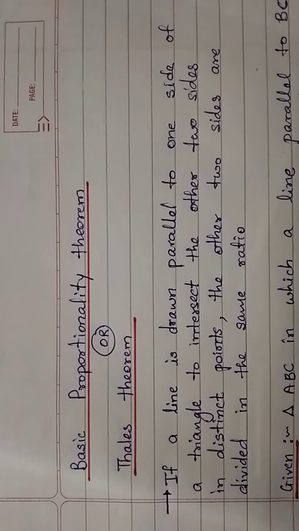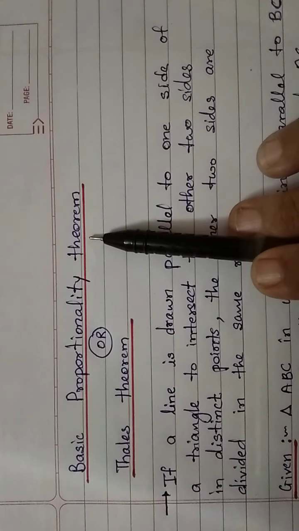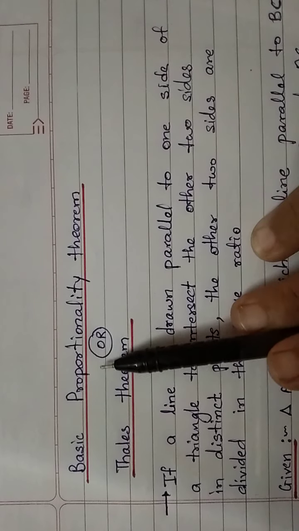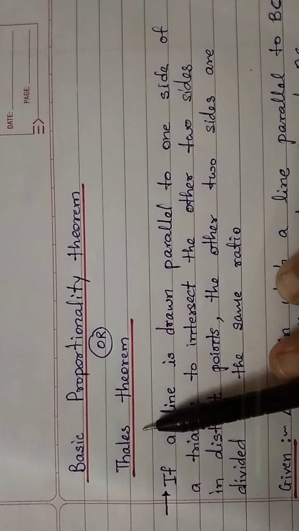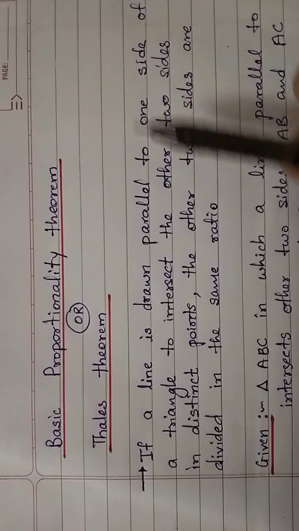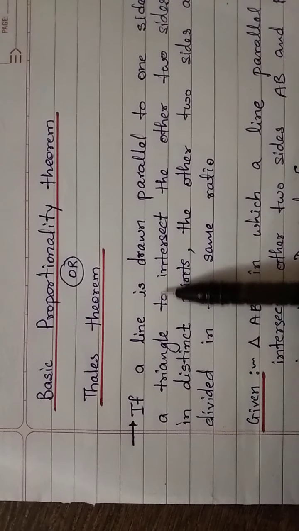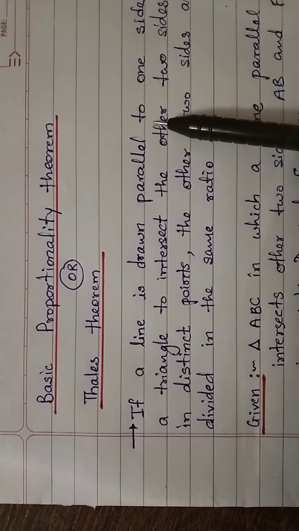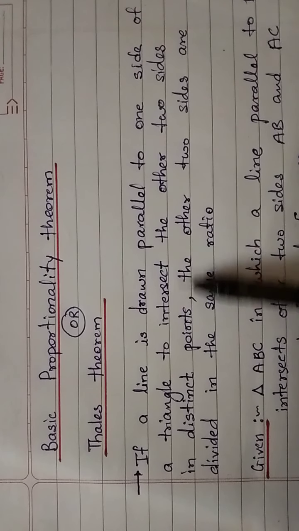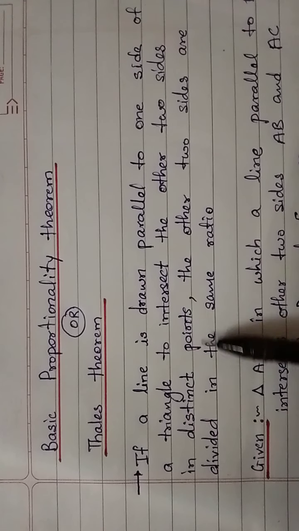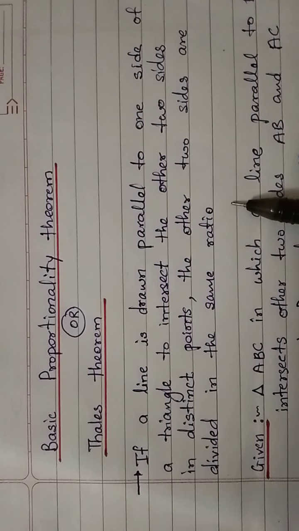Okay, children. Now we are going to learn something called the basic proportionality theorem. What does the basic proportionality theorem, which is also known as Thales theorem, say? The statement of the theorem says: if a line is drawn parallel to one side of a triangle and intersects the other two sides in distinct points, then the other two sides are divided in the same ratio.